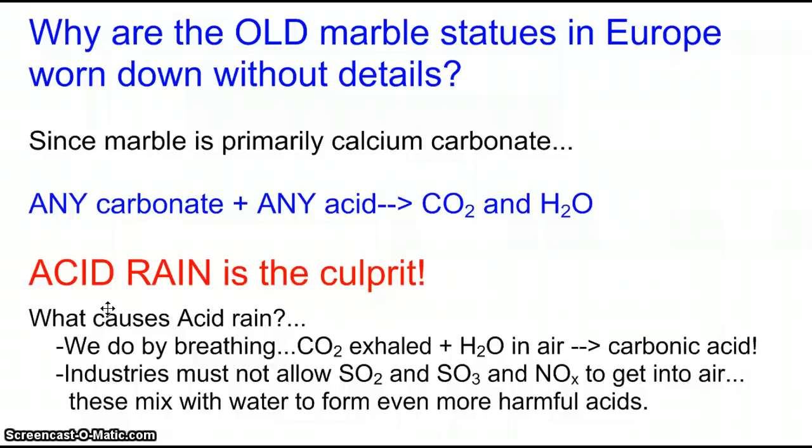And they're worn down because the amount of acid rain produced years ago was so high that the marble, which is a carbonate compound, calcium carbonate, reacted with the acid in the acid rain and it washed away the marble.